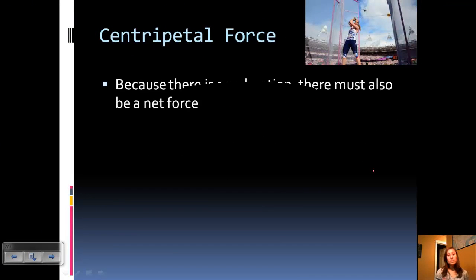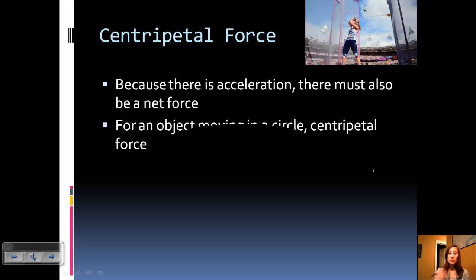Okay, so because we have centripetal acceleration, we can also have centripetal force, and there's an equation for that too. For an object moving in a circle, this is what we would specifically call centripetal force, since we have centripetal acceleration for an object moving in a circle. We know that net force is just equal to mass times acceleration, and so specifically for centripetal force, it's equal to mass times the centripetal acceleration.